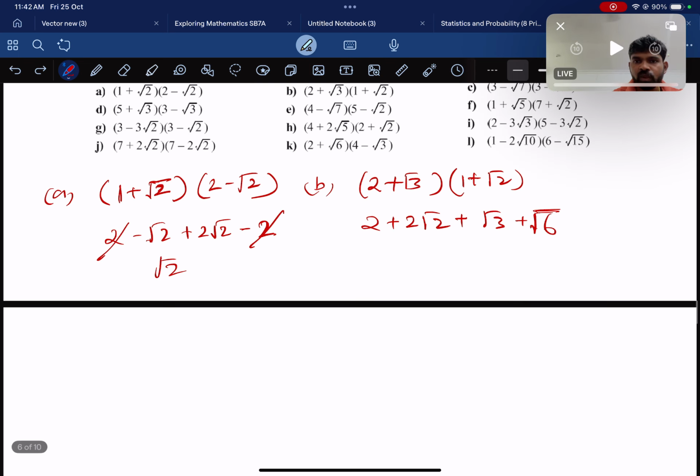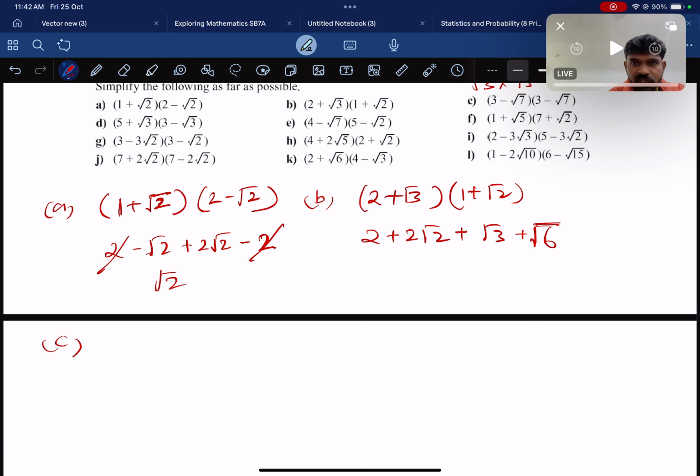One more question, we'll do it from this. So that is part C. 3 minus root of 7 in one bracket and 3 minus root of 7. So multiplying this 3 with this one and with this one will give you 3 times 3 is 9. Sorry, I have to change the pen. 3 times 3 is 9 and 3 times root 7 is minus 3 root 7. Then plus here also minus 3 root 7.